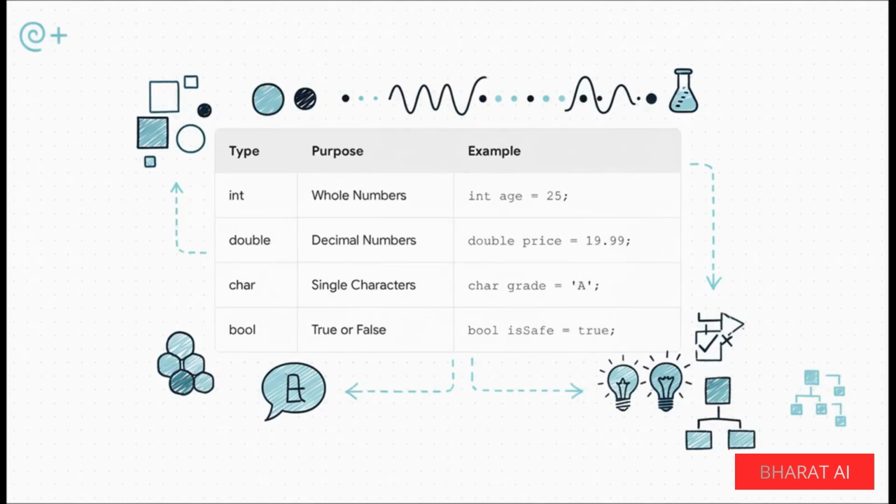Now, you wouldn't build a whole house out of just glass, would you? You need different materials: wood, concrete, steel. Well, data works the same way. We have different data types. This just tells the computer what kind of information we're planning to store in our variable box. Is it a whole number, a number with a decimal, maybe just a single letter, or even a simple true or false? Choosing the right one is key to building strong, efficient programs.